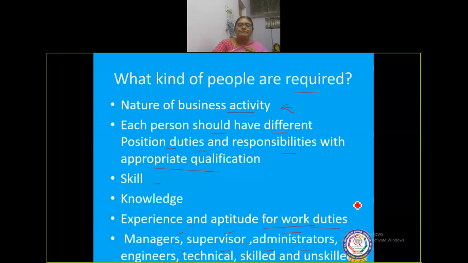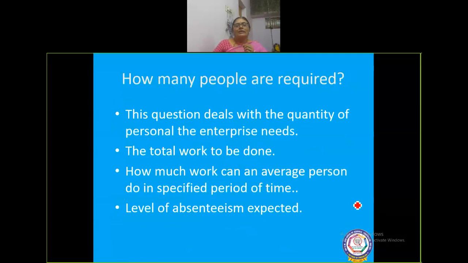Right. How many people are required? This is the second question. It's a very important thing that you should decide on. How many people are required for your organization? This question deals with the quantity of people in the enterprise. So the total work to be done. First of all, you have to calculate what type of work you have to do. Now the number of people required will be proportionate to the total work you have in your organization, right?